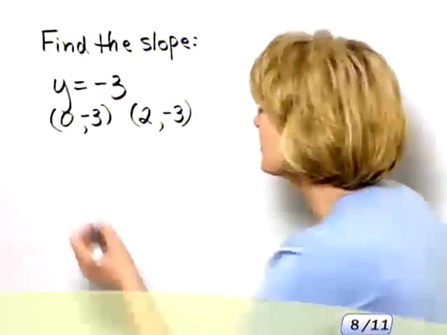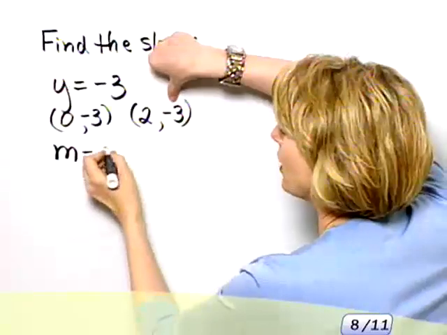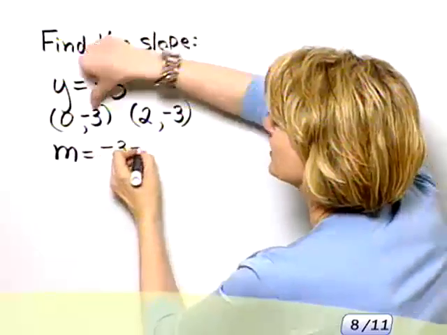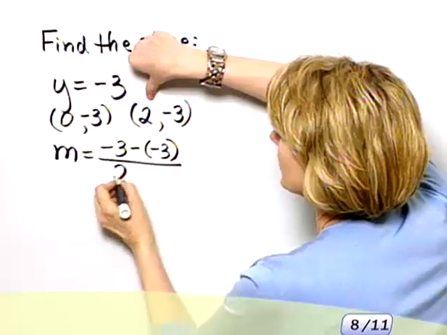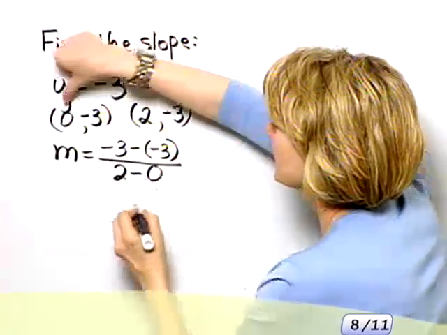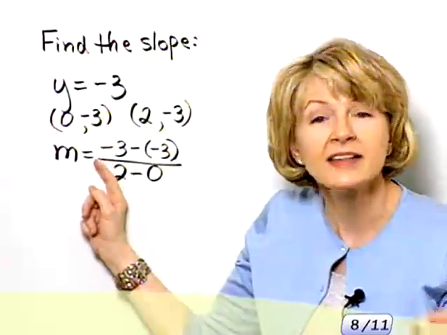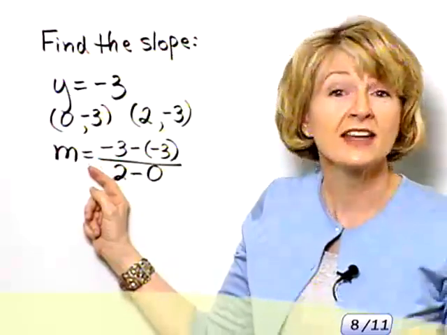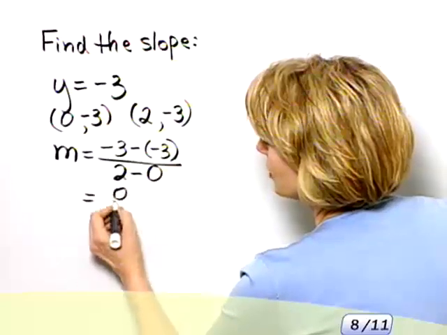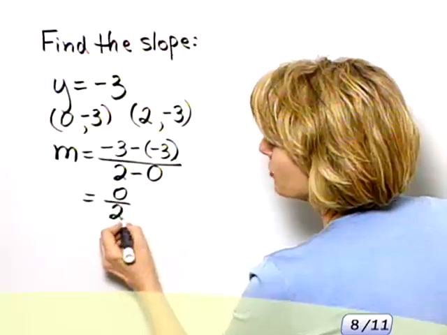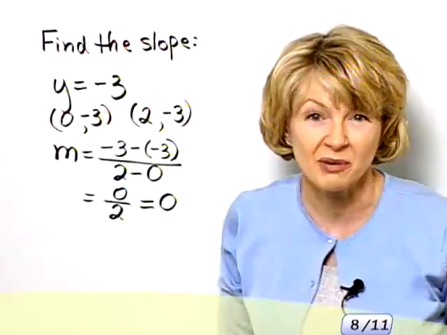Let's now use our slope formula. Now be careful, it's y minus y over x minus x. And now let's calculate what is negative 3 minus a negative 3. That is negative 3 plus 3, which is 0, over 2 minus 0, which is 2. That does simplify to 0.